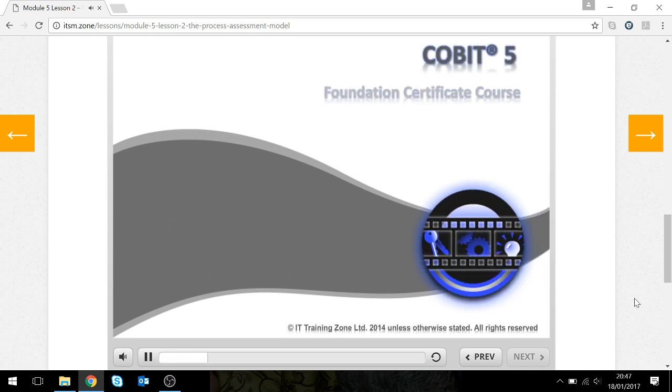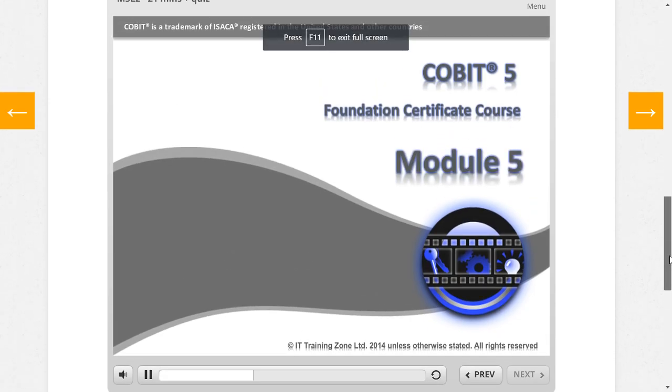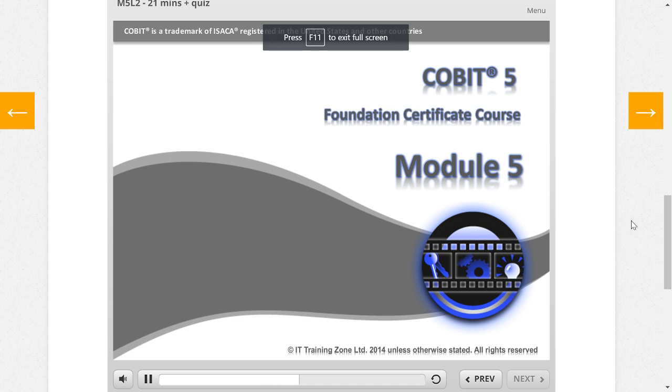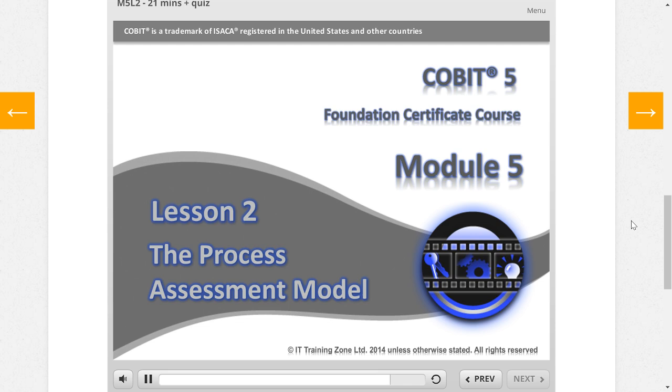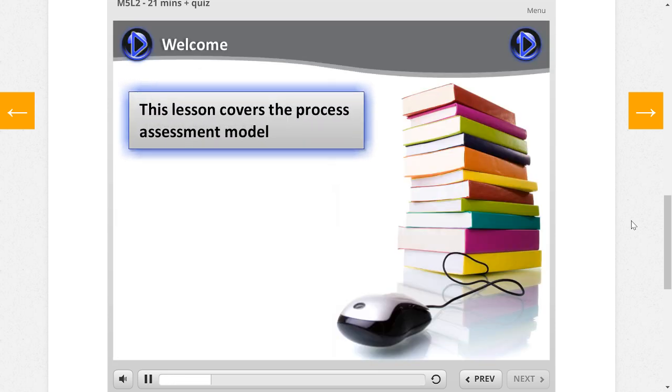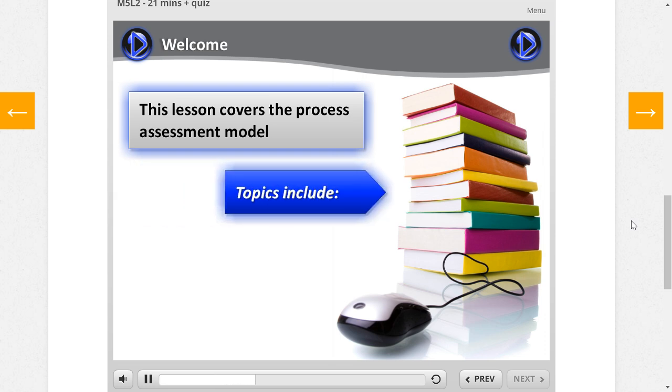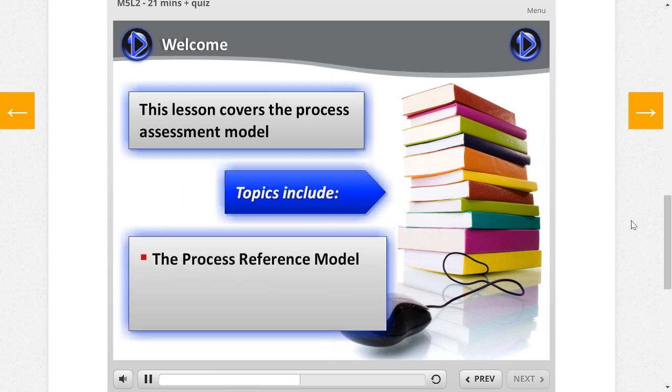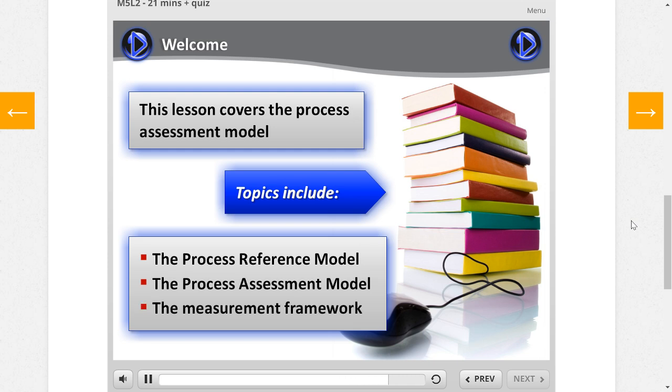The COBIT 5 Foundation Certificate, Module 5, the Process Capability Assessment Model. Lesson 2, the Process Assessment Model. Welcome to Module 5, Lesson 2. In this lesson, we'll study the Process Reference Model, the Process Assessment Model, and the Measurement Framework.